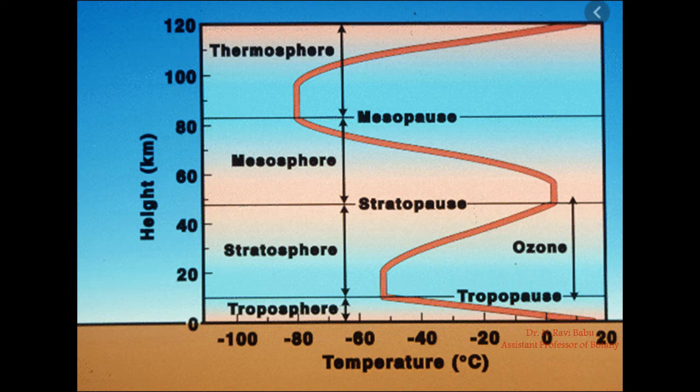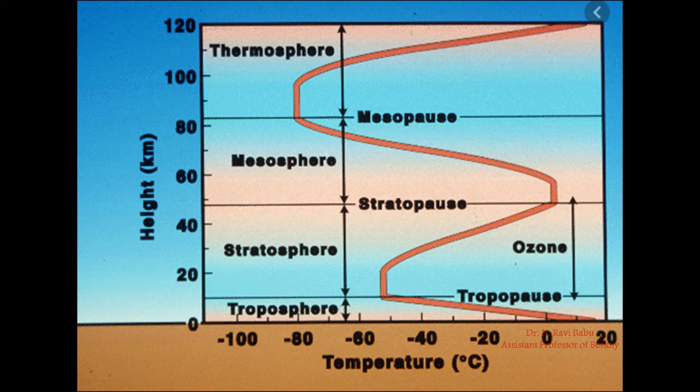In this layer, the temperature starts decreasing with increasing altitude, and reaches up to minus 100 degrees Celsius at the height of 80 kilometers. Very surprising, my dear friends.